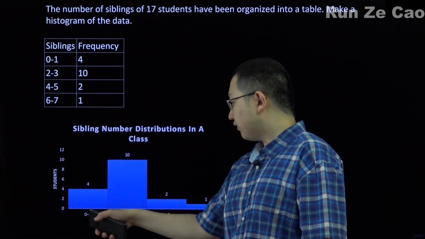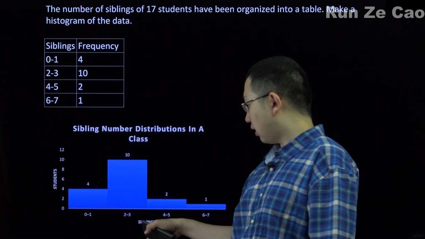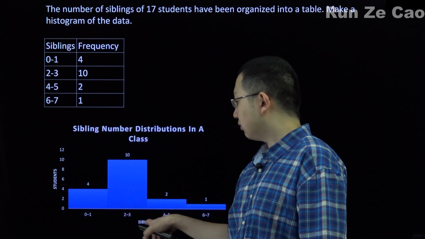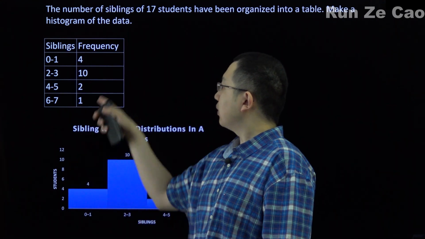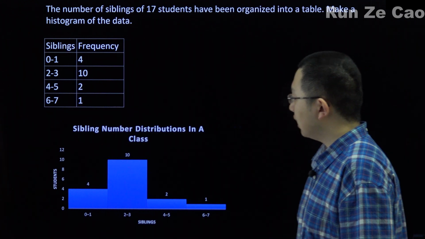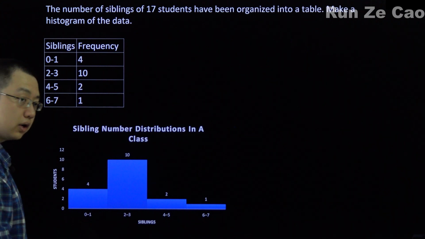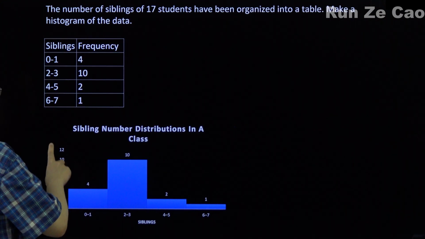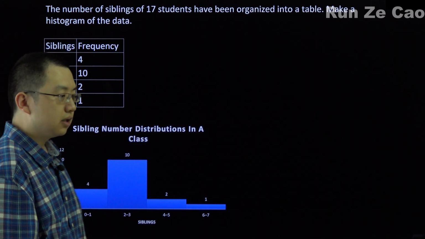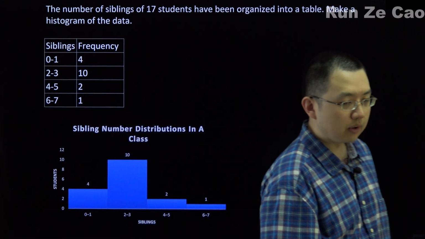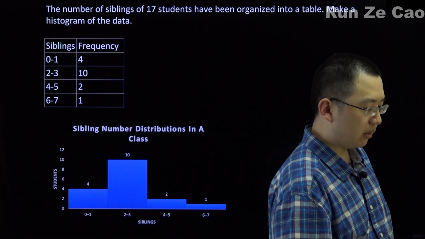So the different bins of data are about the number of siblings. So on our horizontal axis, we label it siblings. And the number of students with each category, so the quantity associated with each category, is given in the vertical axis. So that's why we label it that way. Labeling axes is critical when making bar graphs or histograms. And of course, titles are important too.